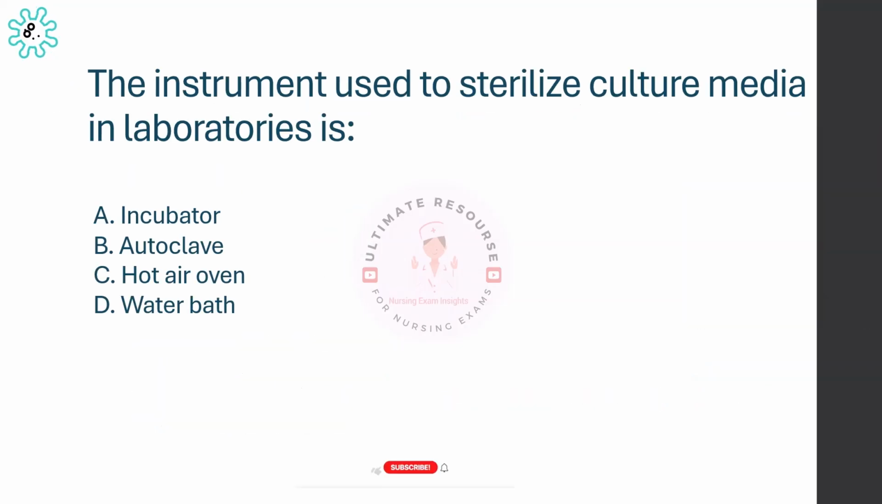The instrument used to sterilize culture media in laboratories is, options are A. Incubator, B. Autoclave, C. Hot air oven, D. Water bath. The answer is B. Autoclave.